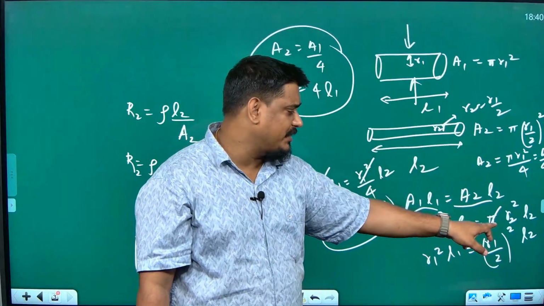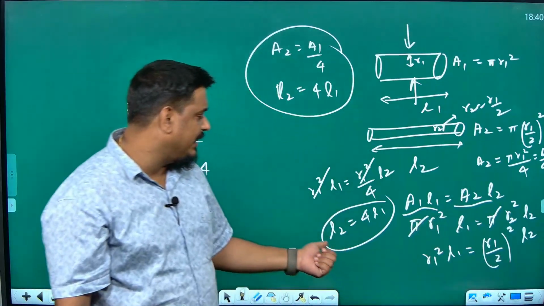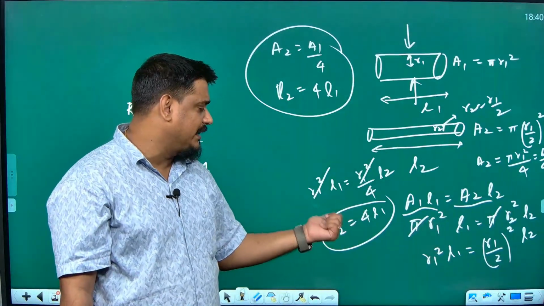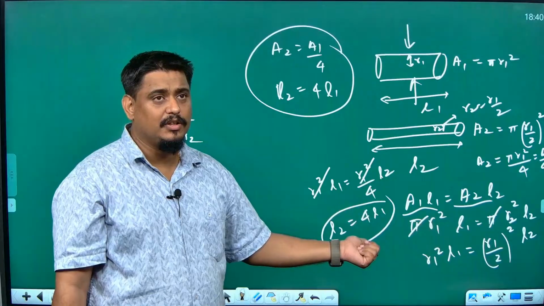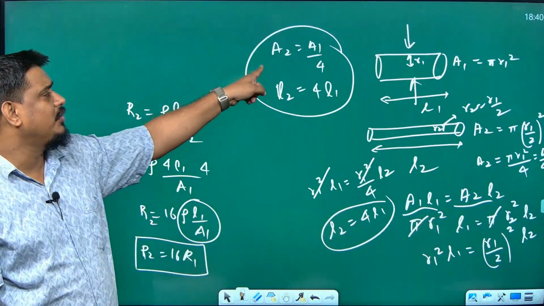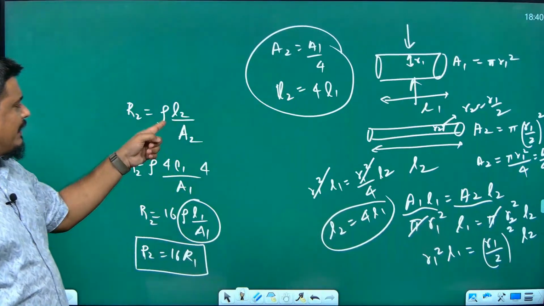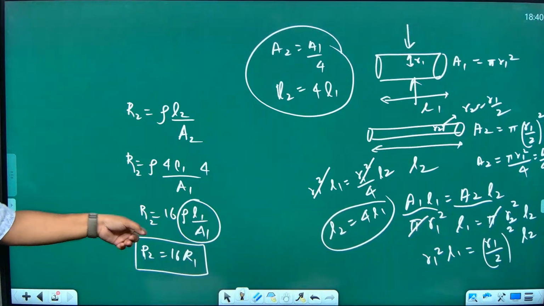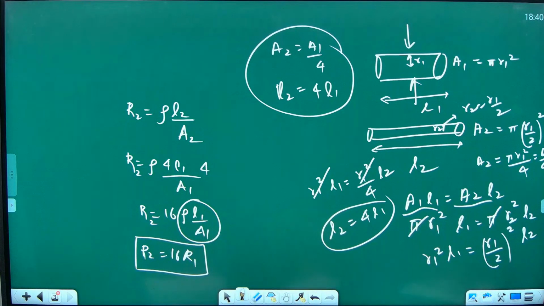I put it in the equation, and I get the relationship of L1 and L2 as L2 is 4 times L1. So already I had A2 is equal to A1 by 4. I put both the values in this formula and I get the value of R2 as 16 times R1. I will give another question, Kirtikesh student. You try that question, then you will have more clarity.